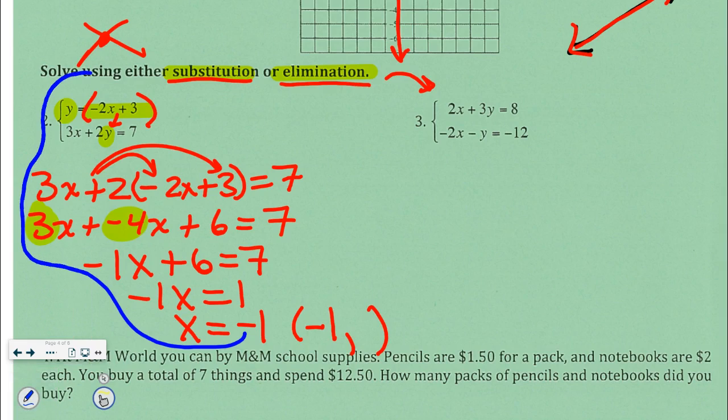I like to put it in the one where it's already solved for y, because it's less work. It says to get the y, I need to do negative 2 times the x value, which is negative 1 plus 3. This would be 2 plus 3, or 5. Now, the beauty of these is you can check them, and this isn't a very long test.